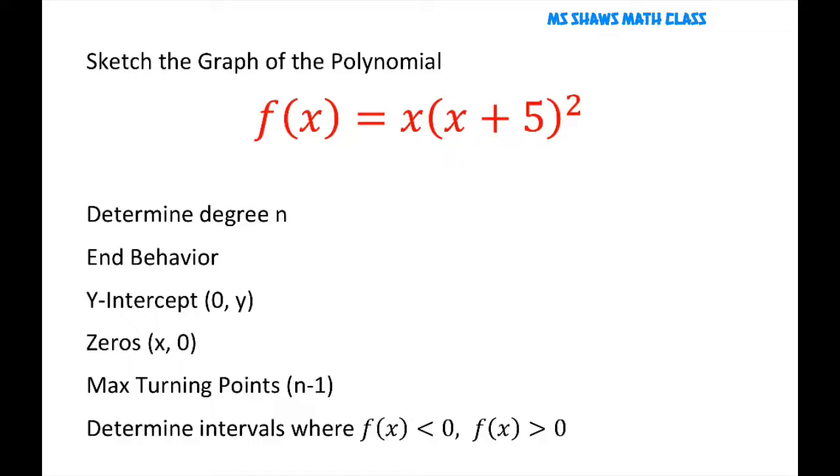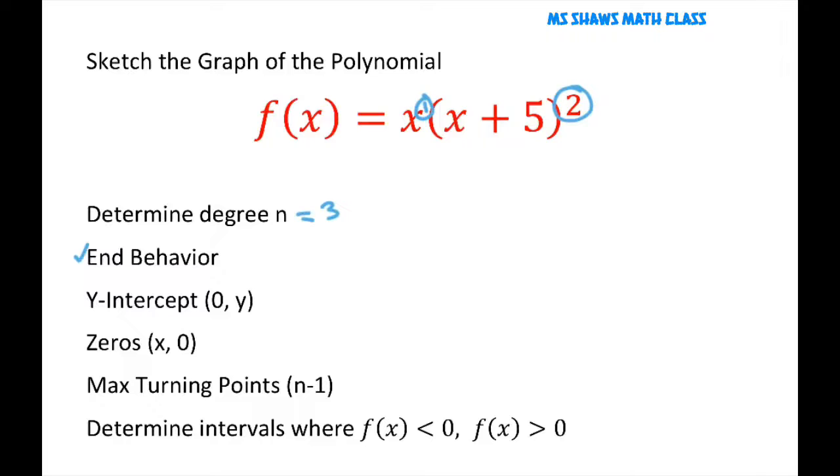Hi everyone, we're going to sketch a graph of this polynomial. First of all, we're going to determine our degree. This is not in standard form, so I'm really just going to add: this is x to the first power, and that would be x to the second. So you just add those two up, and you get 3.